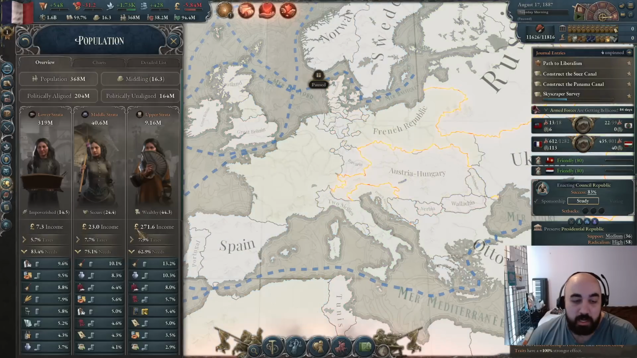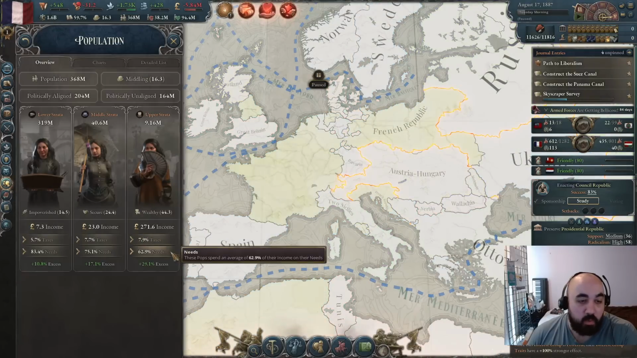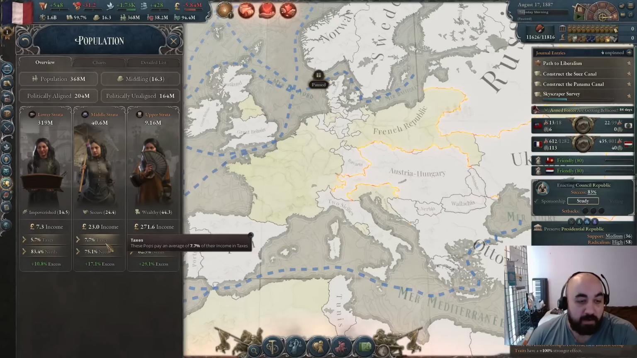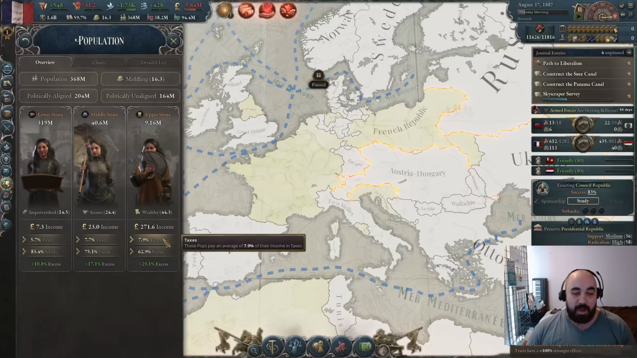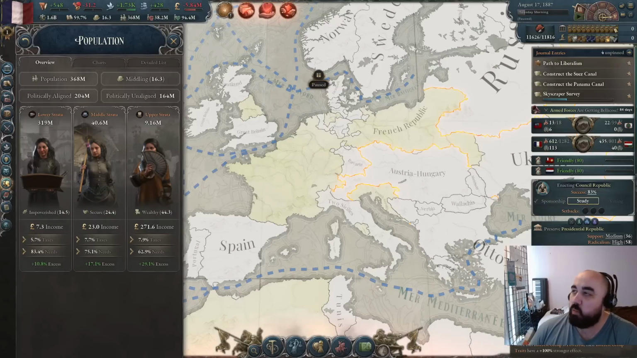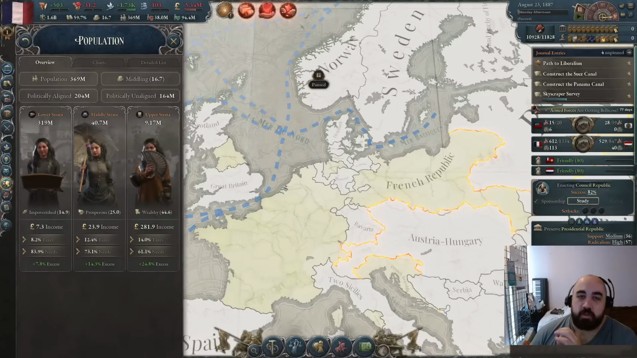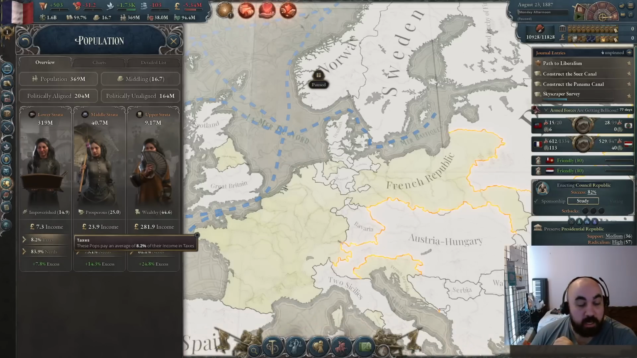Now taking a look here, we will see that we have needs of 5.7, 7.7, and 7.9. We're going to pause and wait until the next tick, and then we will see what the upper strata are paying in taxes of their income. So after waiting to the next Monday, we can see that the taxes have gone up slightly on the lower strata.